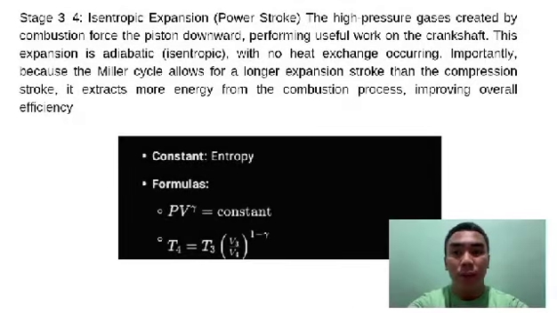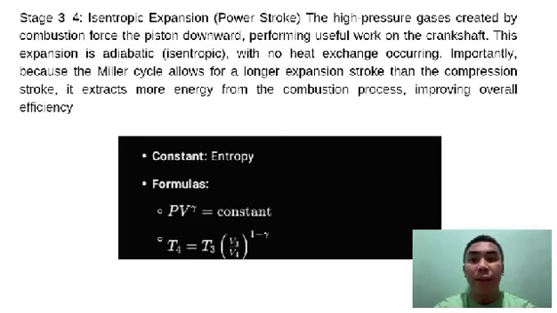Stage 3 to 4 is the isentropic expansion, or the power stroke. The high-pressure gases from combustion push the piston downward, converting heat energy into mechanical work. Like the compression stroke, this is an adiabatic process, meaning no heat is lost, because the Miller cycle allows for a longer expansion stroke than the compression stroke. It extracts more energy from the fuel, which improves efficiency and power output.